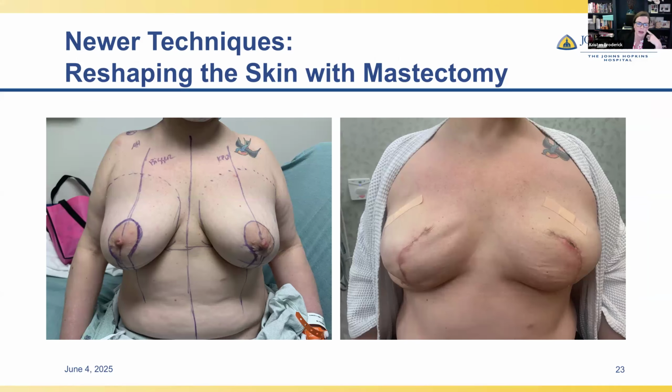I'm going to shift gears a little bit now and talk on some of the newer techniques that we've got that has helped us with some of our reconstruction revisions.